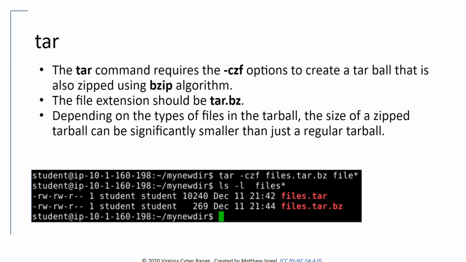And then if you do your ls -l on files with a wildcard, you get files.tar and files.tar.bz, which would be the compressed version. And if you look at the permissions and owners and then the file size, you'll notice that on the first one, the files.tar, the size of the file is 10,240 bytes, but the compressed version is only 269 bytes. So you can see a significant difference in the file size.